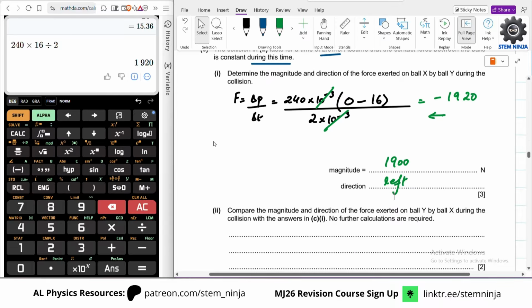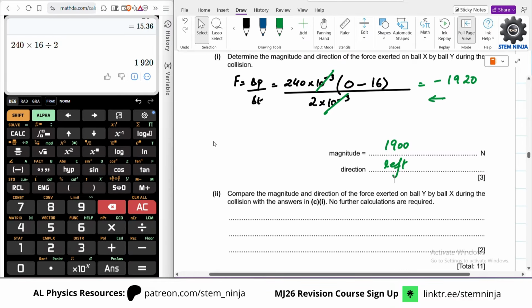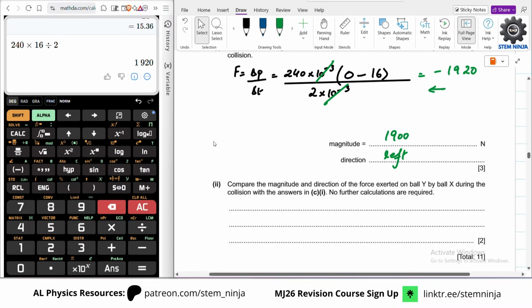Compare the magnitude and direction of the force exerted on ball Y by ball X during the collision with answers. So basically the force would be the same because they're an action-reaction pair, Newton's third law pair, but direction would be opposite.